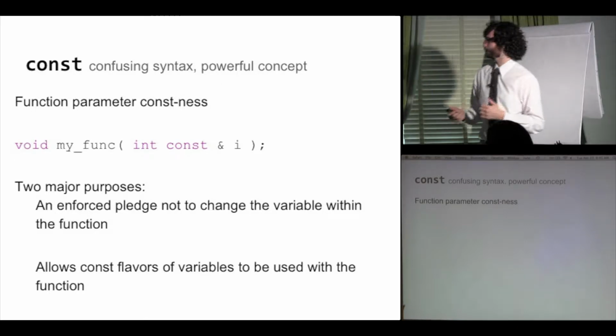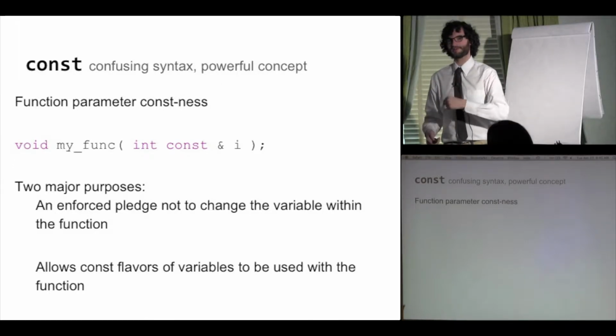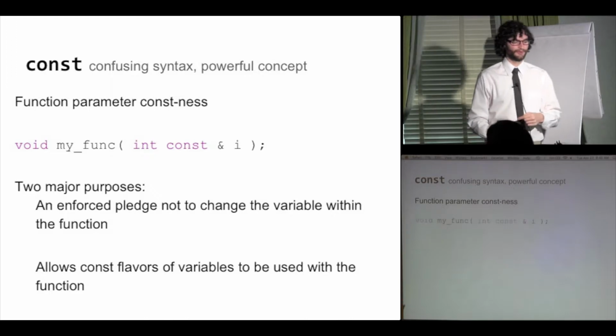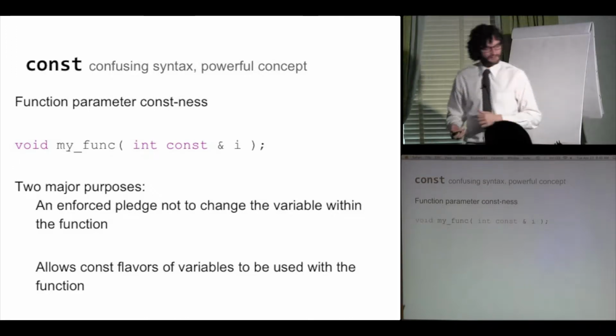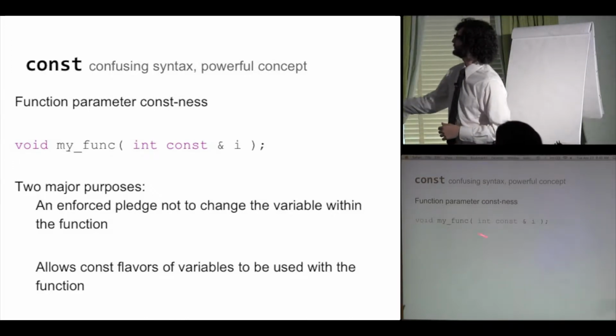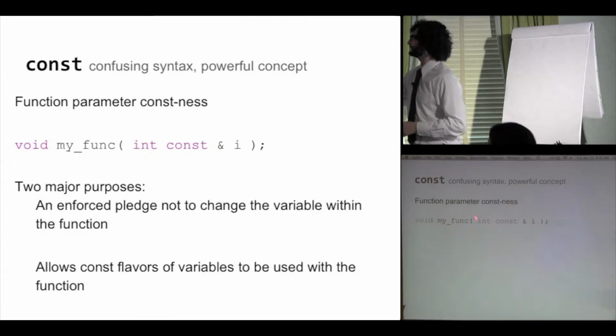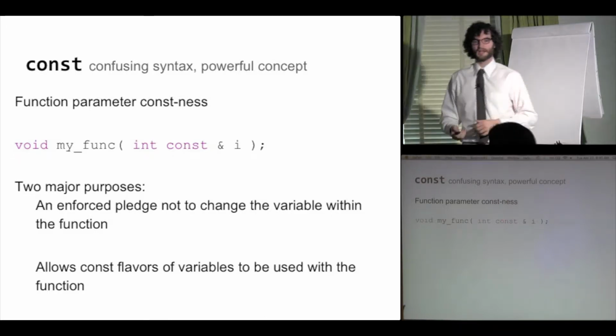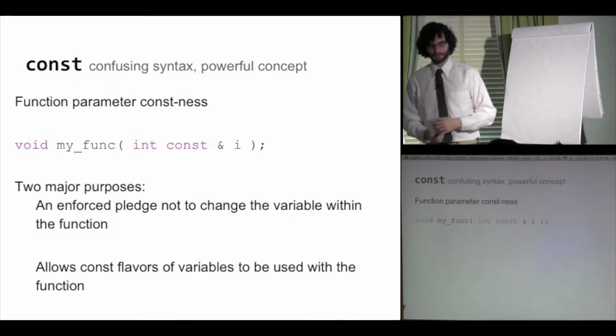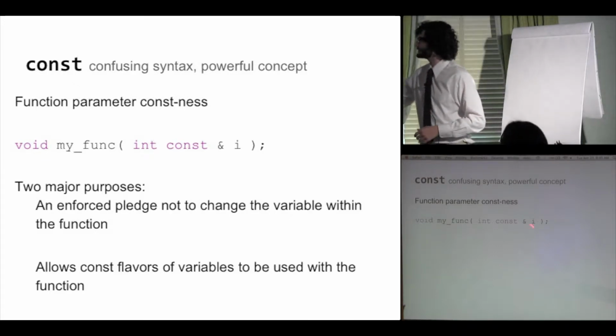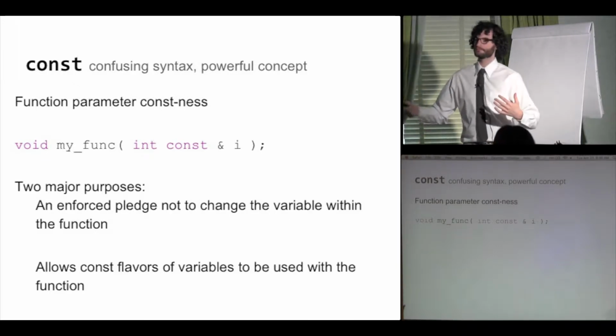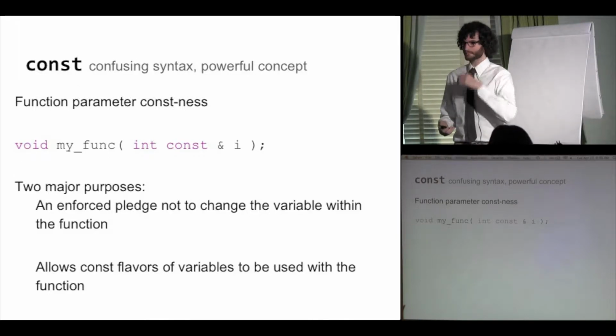All right, so now let's talk about function parameter constness. So this is what this looks like. You can basically say when you talk about your type that this is an int const as opposed to just an int. And notice that I'm taking a reference to the integer, and we'll talk about why you want to do it that way in a little bit.